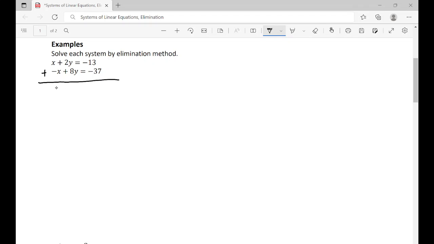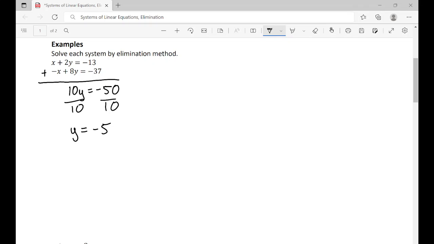So the x's will eliminate, so I'll have nothing there, a big 0. So I don't need that. 2y and 8y will give me 10y, and negative 13 and negative 37 added together will give me negative 50. From here, just solve for y, divide by 10 on both sides. y will give me negative 5. And now I could take what y equals, since it's only half the answer, and plug it back into one of the original two to get x.